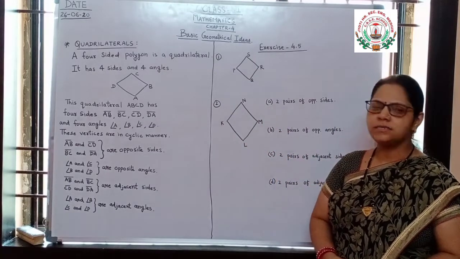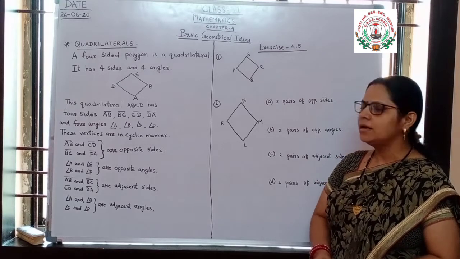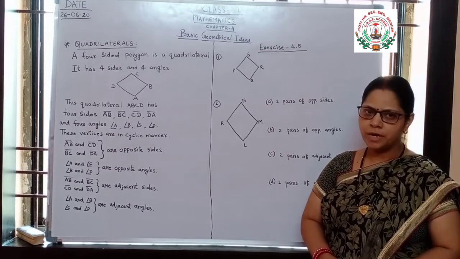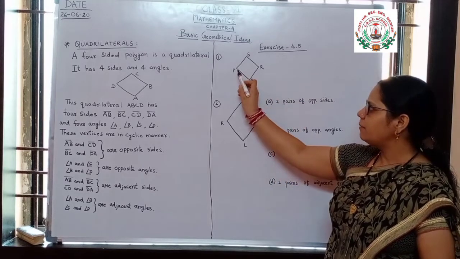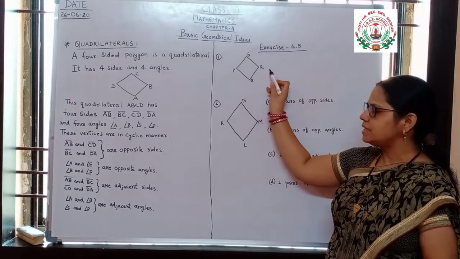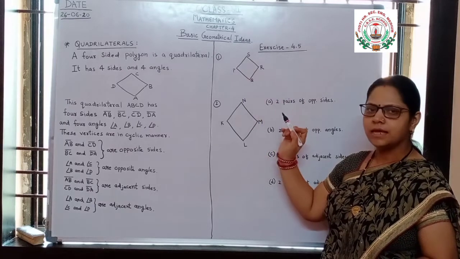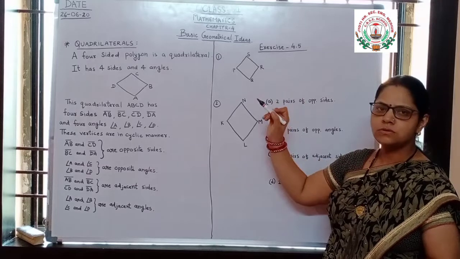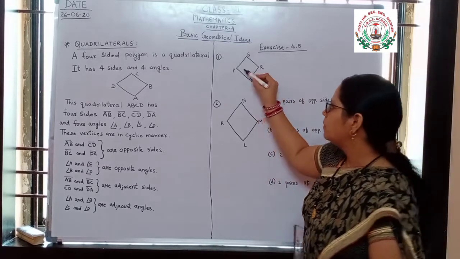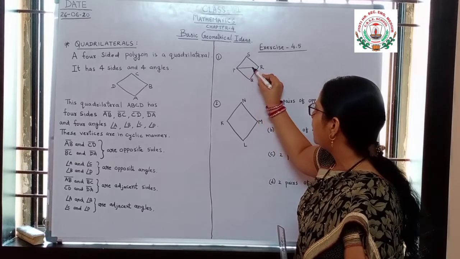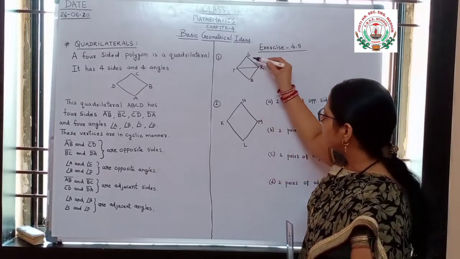Now it is asked in the question to draw the diagonals. Now what is the diagonal? Diagonal is a line segment joining opposite vertices. Means if I am taking P, opposite to it is R, and if I am taking Q, opposite to it is S. So I have to join these two points, or you can say vertices. So P to R, I have to join this line. This is one diagonal, and Q to S.